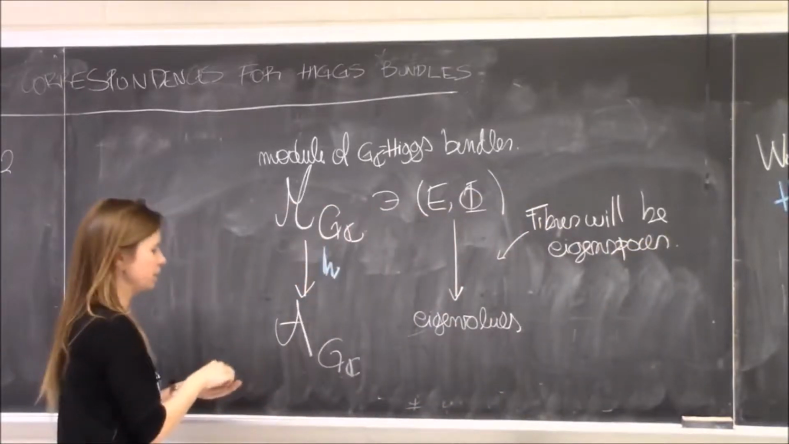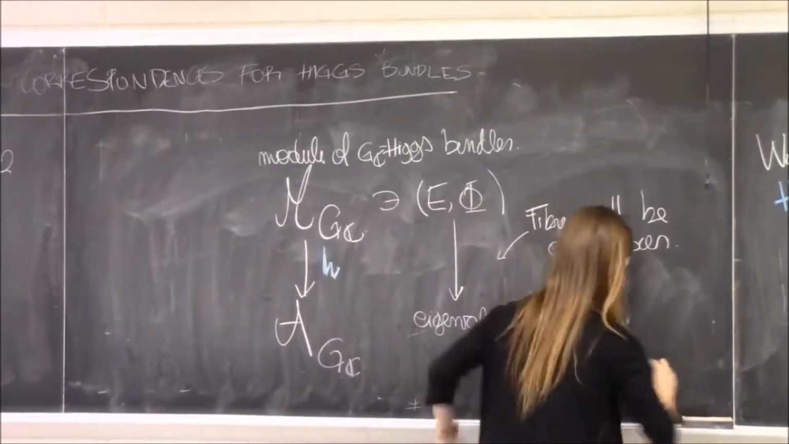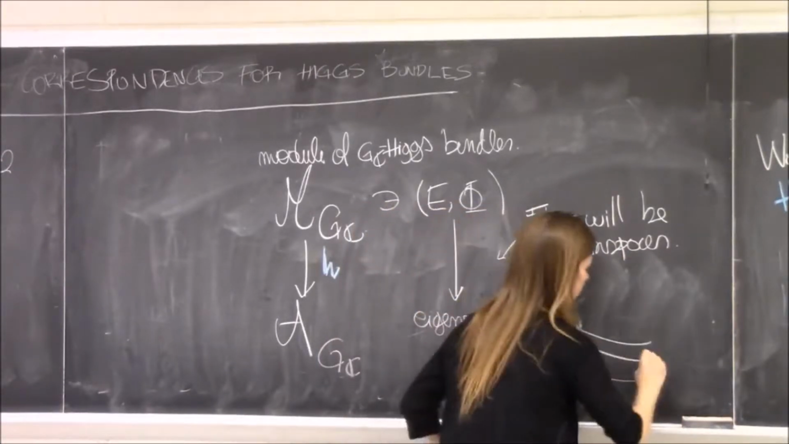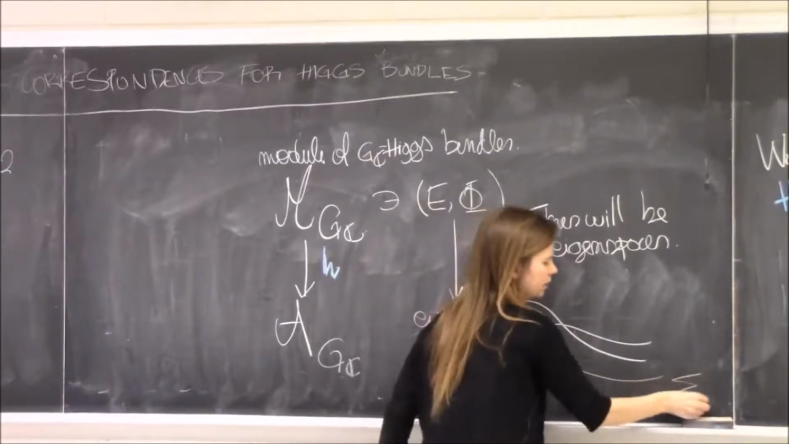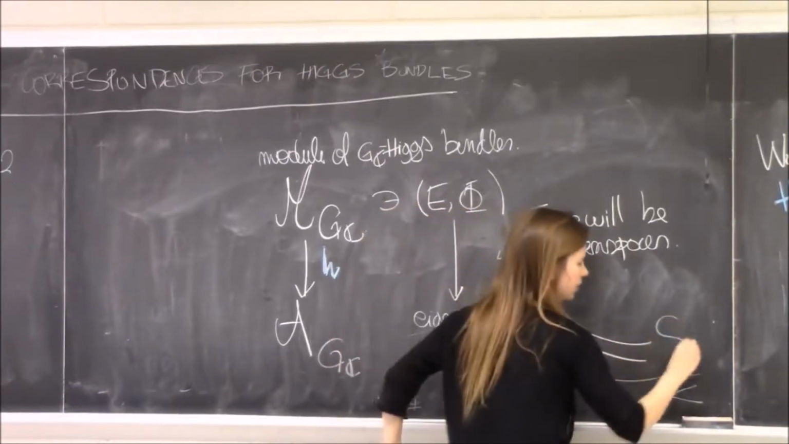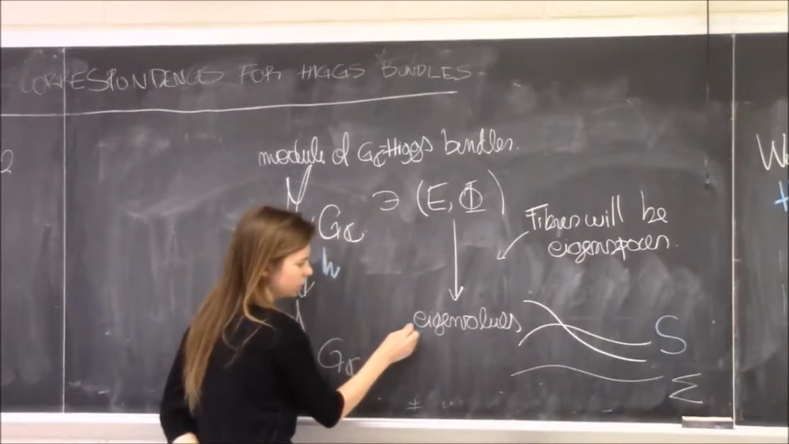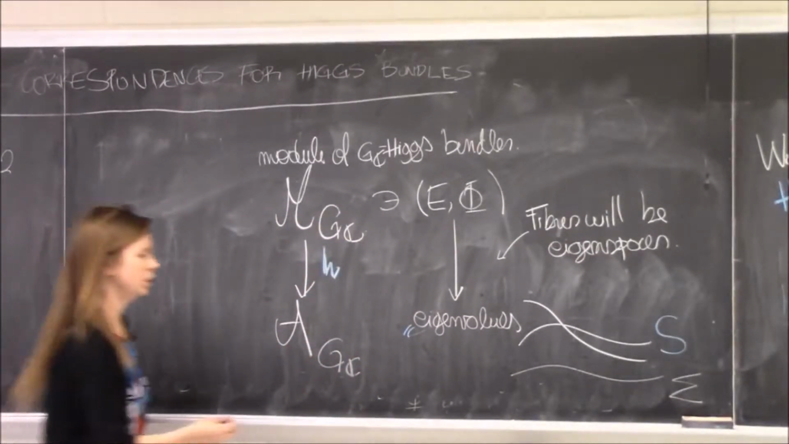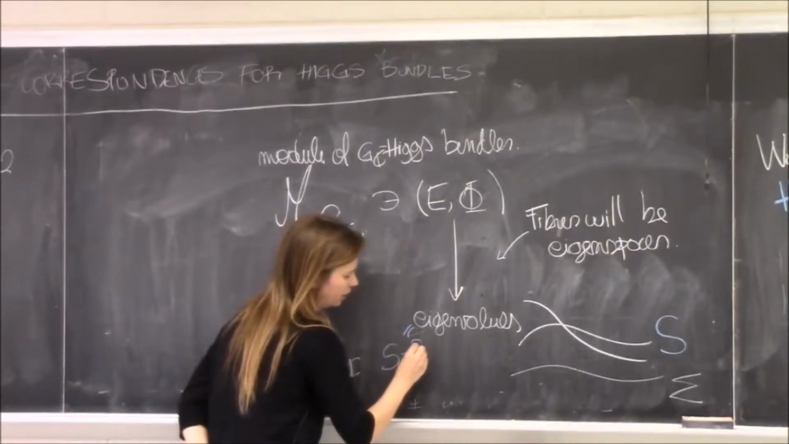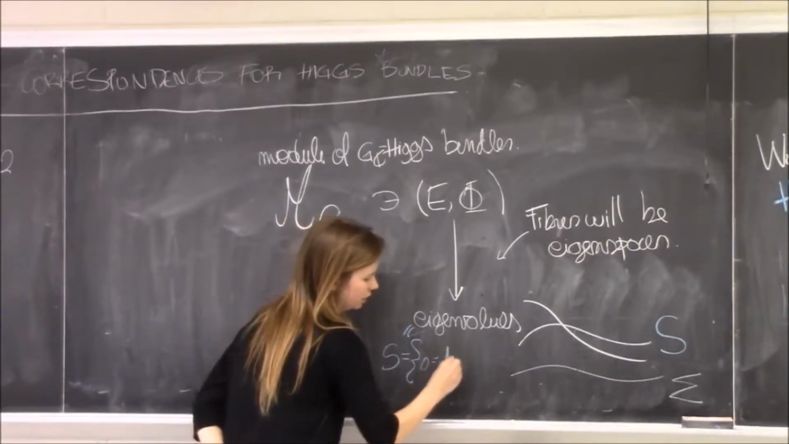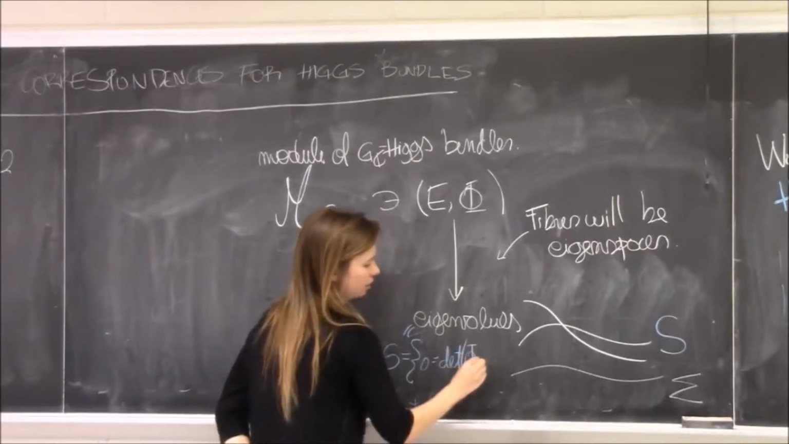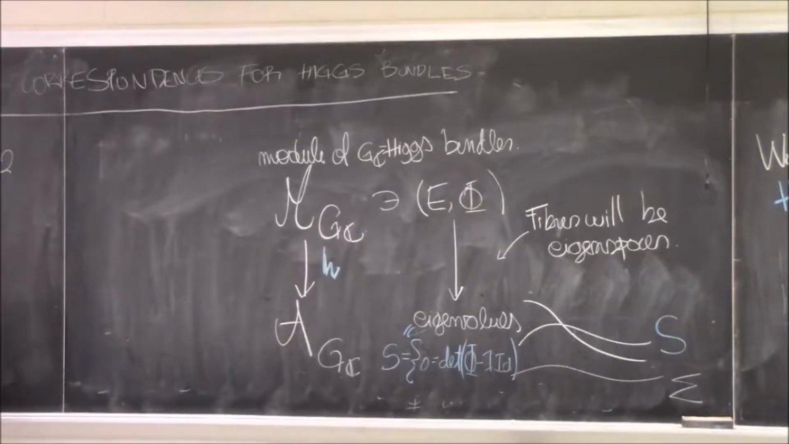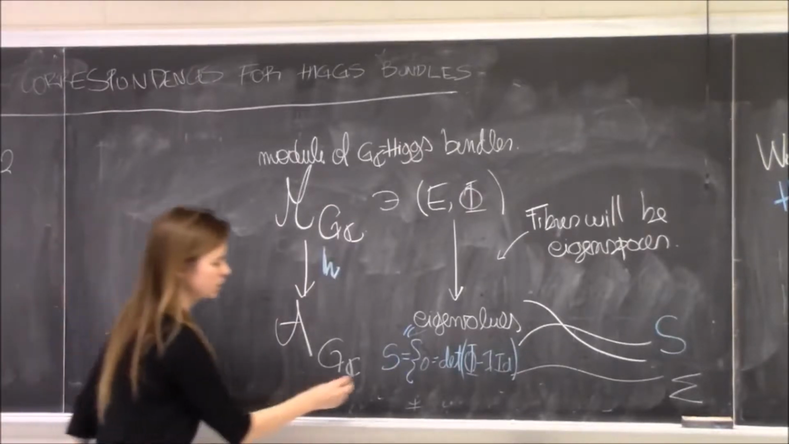So over your Riemann surface that you had originally, you're going to have a cover that will be given by your eigenvalues. Here we have sigma, and here we have S, the cover. How do you get eigenvalues from a matrix? You get them from the characteristic polynomial. So S will be defined as the zeros of the determinant of phi minus lambda times the identity. That's the characteristic polynomial, and it gives us a cover that we call the spectral curve.